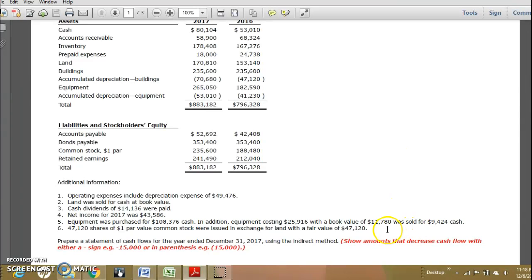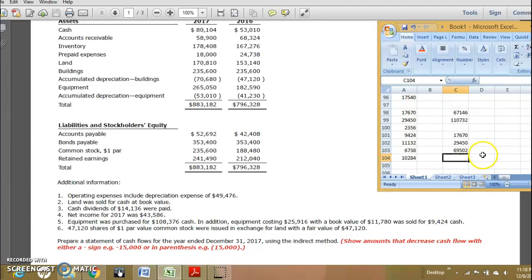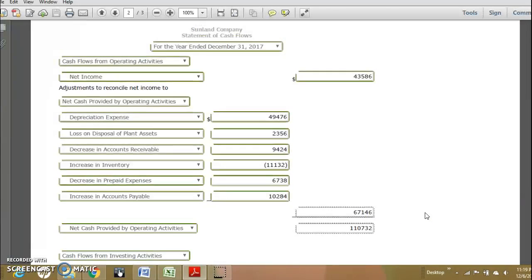On item number five, the company had sold an equipment at the book value of 11,780, but the proceeds were 9,424. So let me go back to my Excel here: 11,780 minus 9,424. So the loss on disposing this plant asset is 2,356, right there.